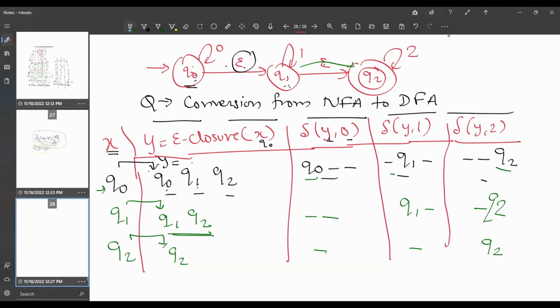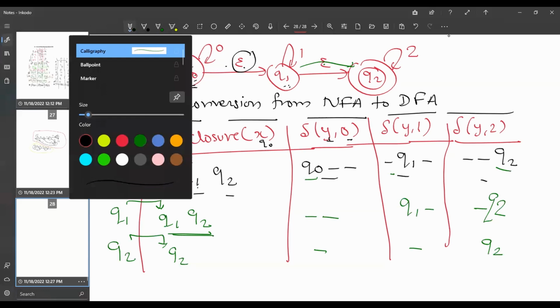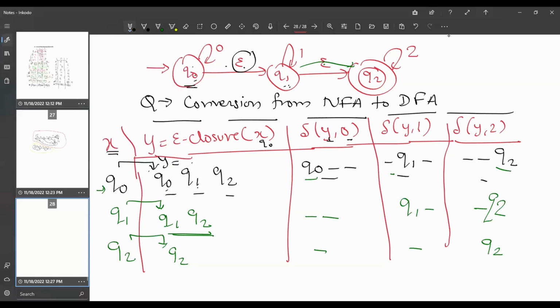Now we have considered all the reachable states, and no newly created state is generated. So now it is time to decide the final states. Whatever state has Q2 as an entry will be marked as a final state. Here all the states have Q2 as an entry, so all of them will be marked as final states.